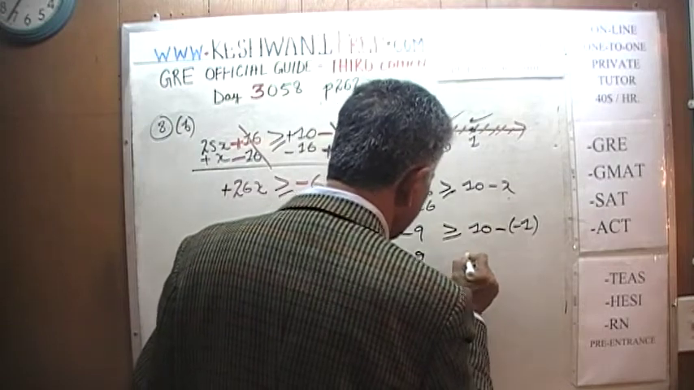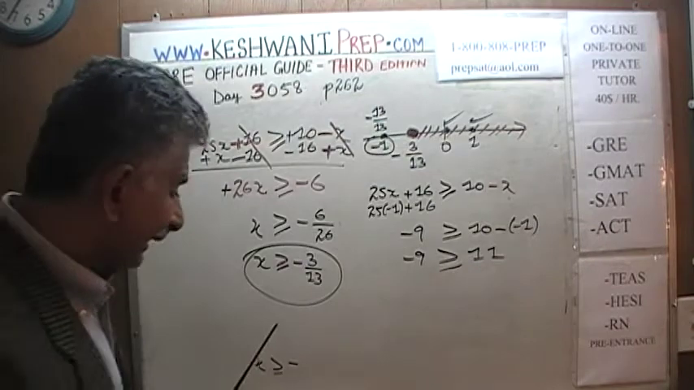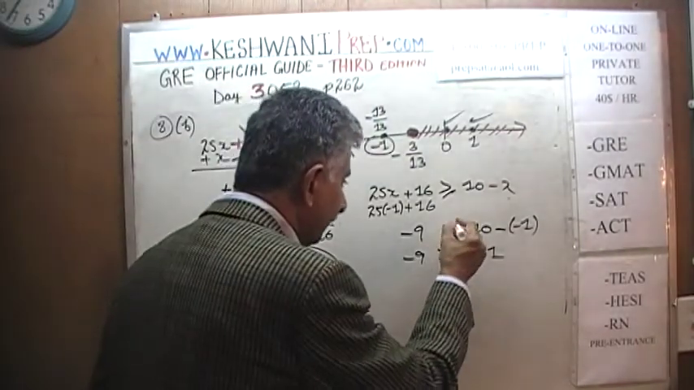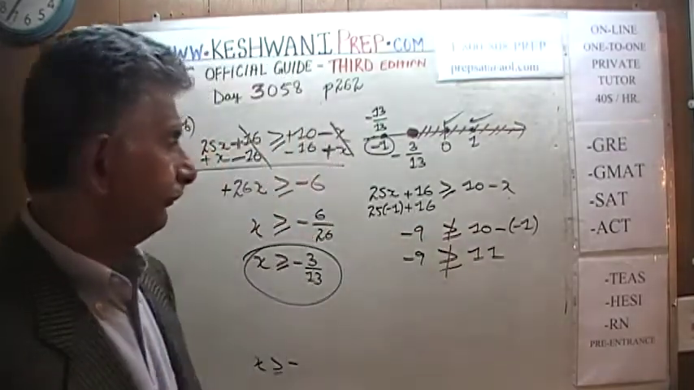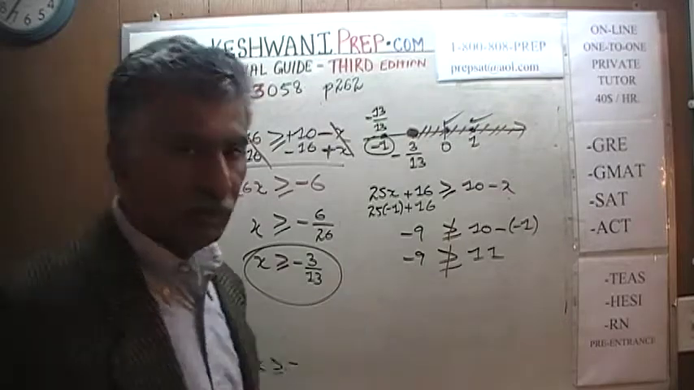Negative 9 is indeed not greater than or equal to 11. It doesn't work. It falls outside the solution. And that's how you tell that you're doing it all right.